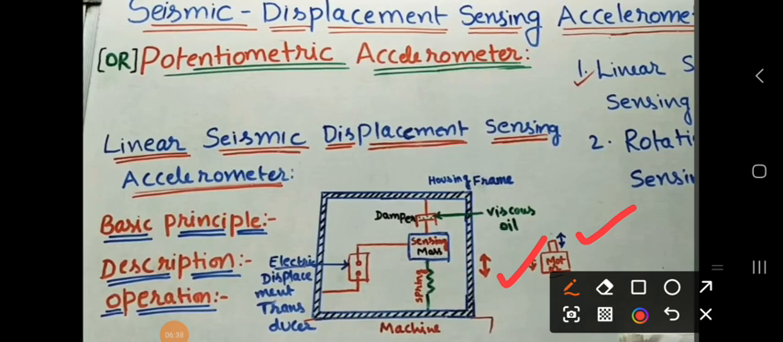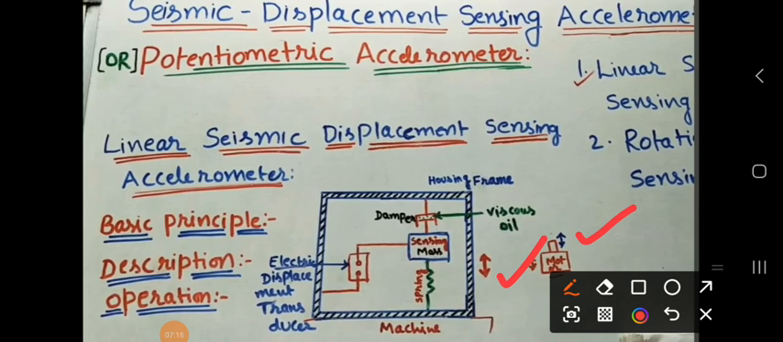In this condition, if the vibrations are more, the displacement of the mass will also be more. The basic principle in this instrument is that the mass will be displacing. The displacement of the mass is proportional to the given acceleration of the motor or engine. If the vibrations are more, the displacement of the mass will also be more.